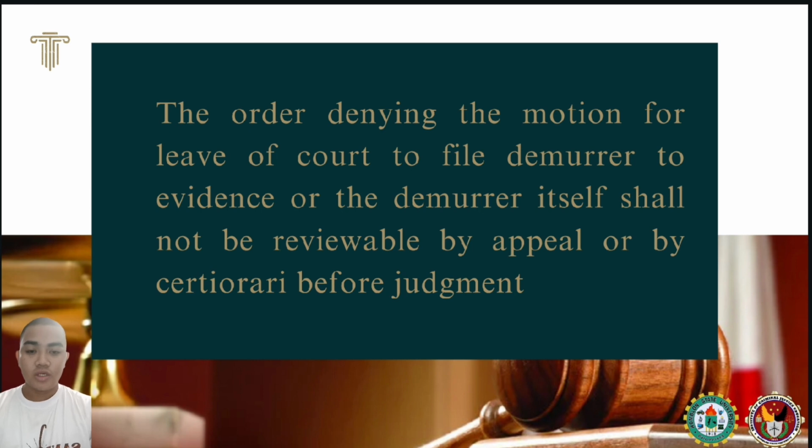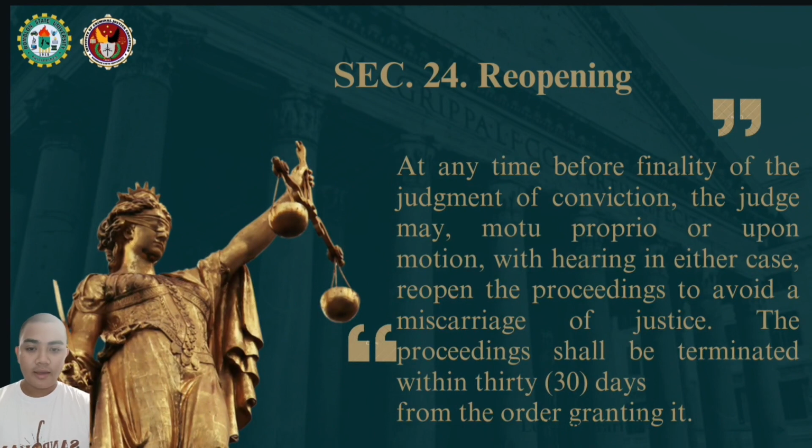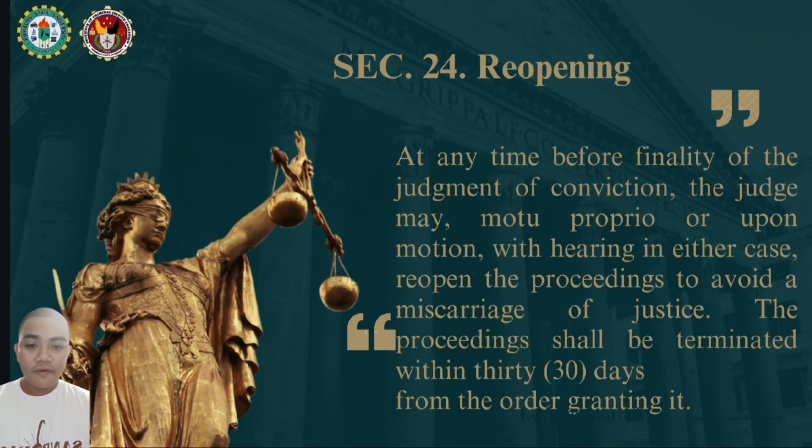Proceed to Section 24. Section 24, reopening. Any time before finality of the judgment of conviction, the judge may, motu proprio or upon motion, with hearing in either case, reopen the proceedings to avoid a miscarriage of justice. The proceedings shall be terminated within 30 days from the order granting it.